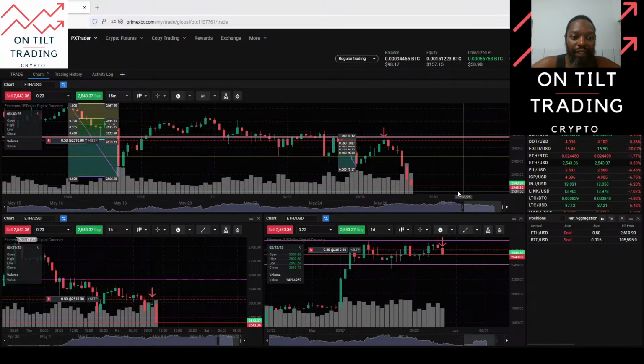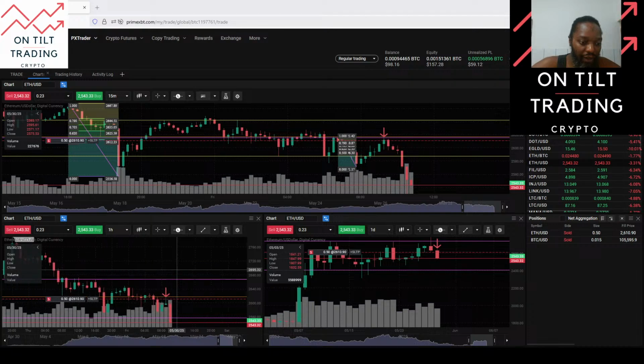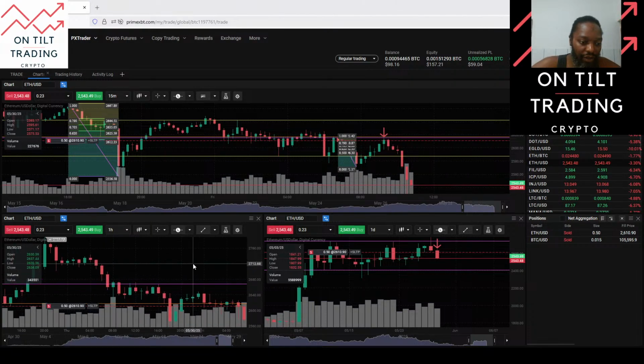So Ethereum got my attention today on the daily chart. This is here on the daily. This is yesterday's candle right here, and today's candle broke out below this candle. We can see that a bit more clearly if we go into the 60-minute chart.